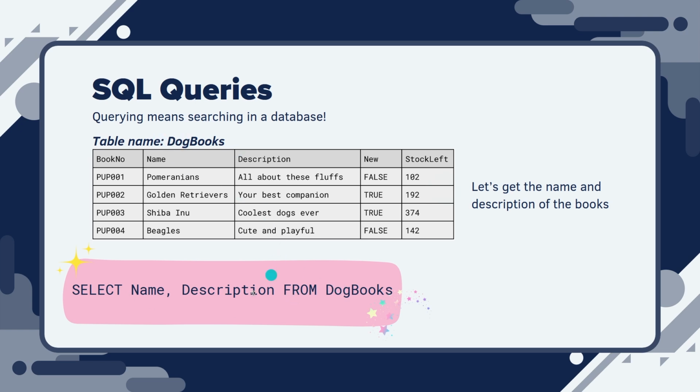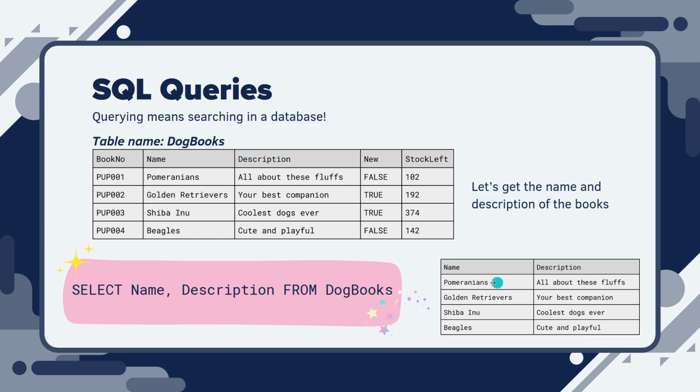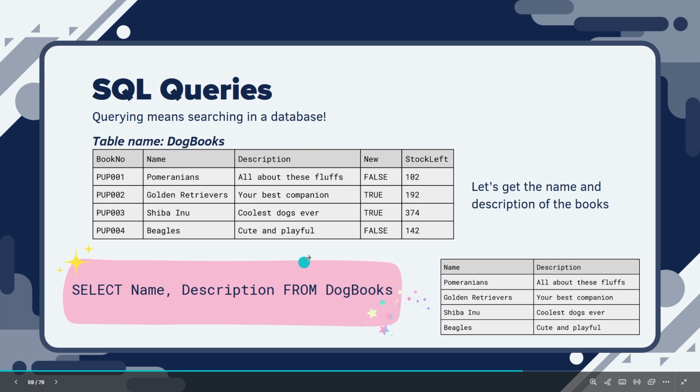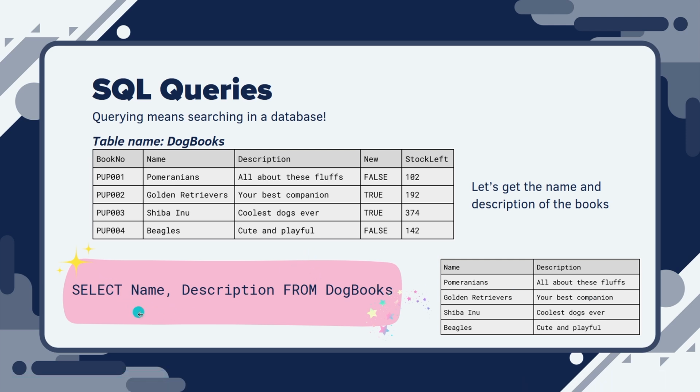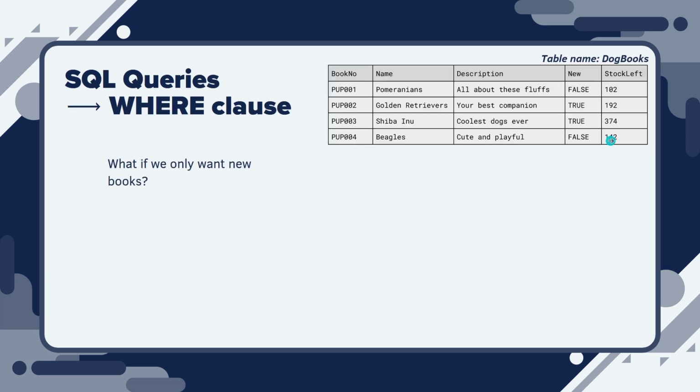The table name being dog books, so you're getting the name, the description, these two fields from the dog books, and you would get these. You could also do select asterisk from dog books. An asterisk is a wildcard, and that means you want everything. So you get book number, name, description, new, stock left, and you'll see why that might be useful in a bit.